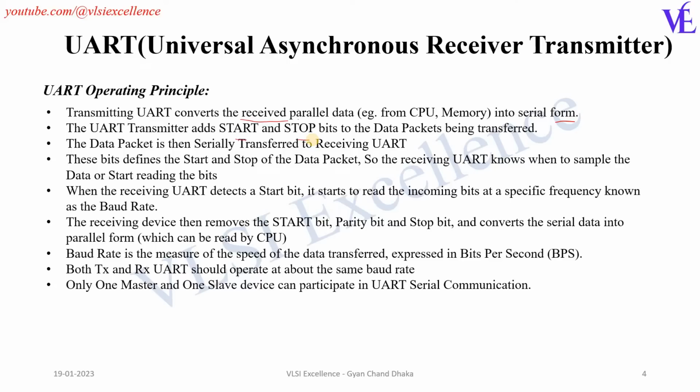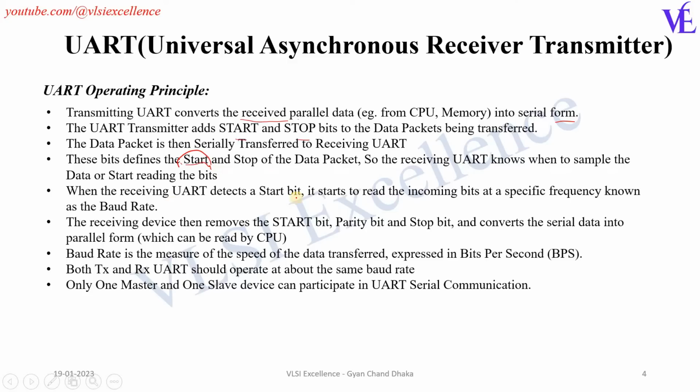As I said, the start bit is a specific bit. It is not a random bit, and the stop bit is also a specific bit. I will cover this in more detail in the slides. When the UART receiver detects the start bit, it will understand that the actual data is going to come next. So it will start sampling, or reading, that data.